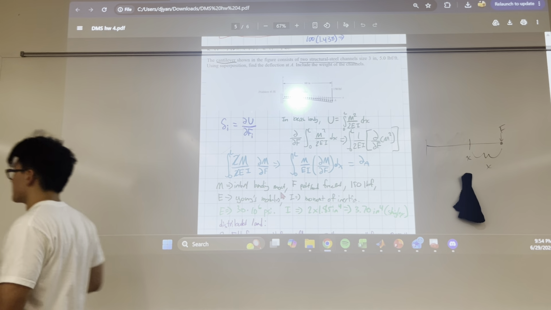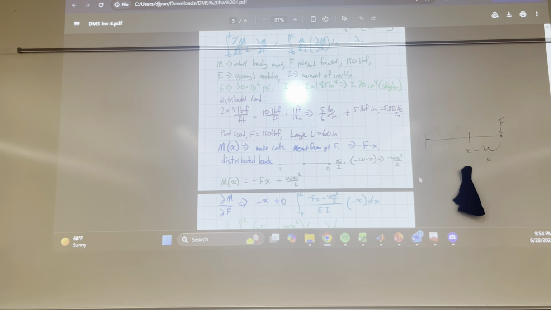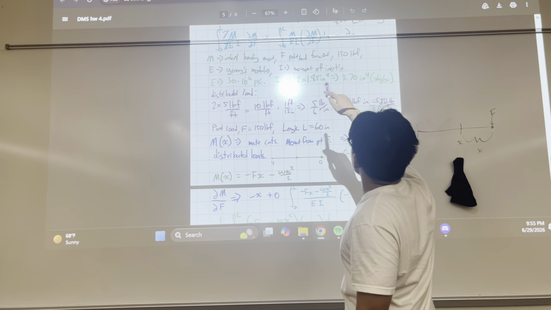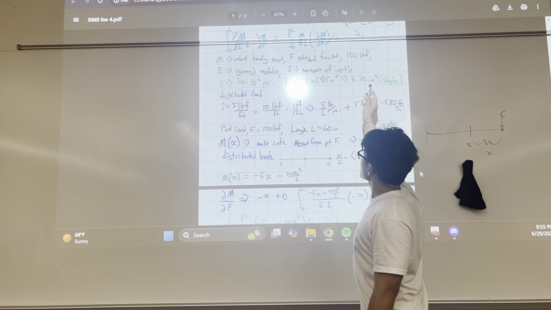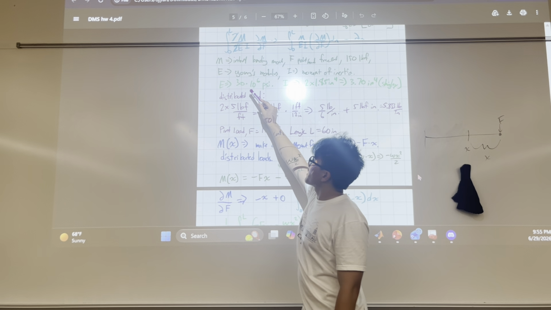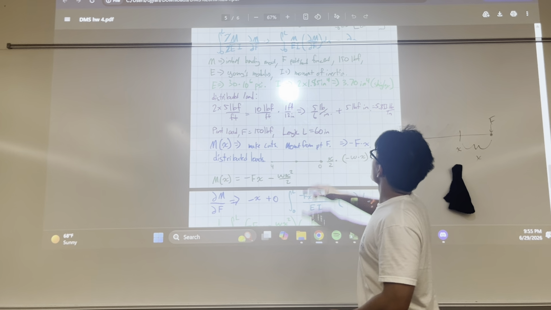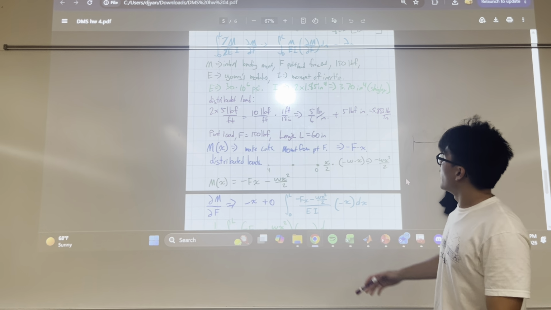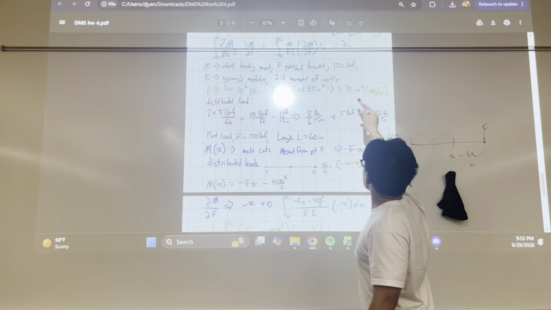So M in the equation is the internal bending moment. F is a point load at the free end, 150 pound force. E is Young's modulus and I is the moment of inertia. It told us the material is steel, and steel is 30 times 10 to the 6 psi. I, according to the Shigley textbook, is 1.85 inches to the 4th, and since there are 2 of them, the moment of inertia is 3.70.